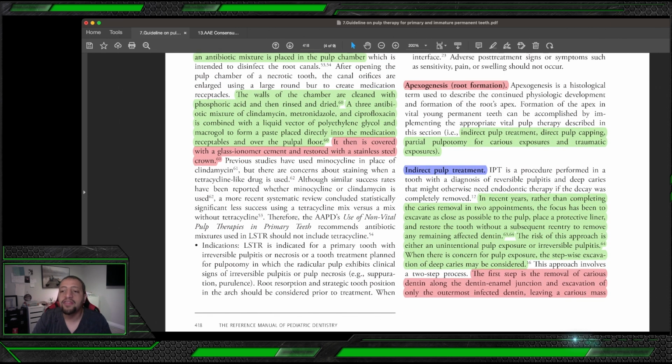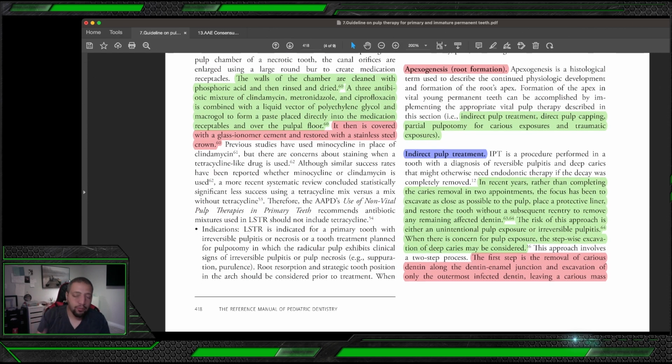In recent years, rather than completing the carious removal in 2 appointments, the focus has been to excavate as close as possible to the pulp, place a protective liner, as we mentioned in the previous part, and restore the tooth without a subsequent re-entry to remove any remaining affected dentin. So it's just 1 step. You remove everything, leave the affected, hard, discolored dentin inside, use a protective liner, and then do your treatment, fill the tooth, and the most important factor is a well-sealed restoration.